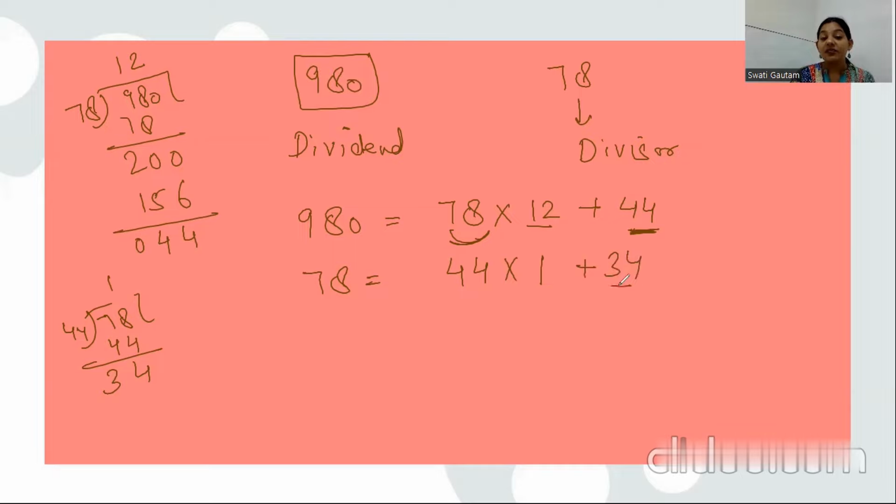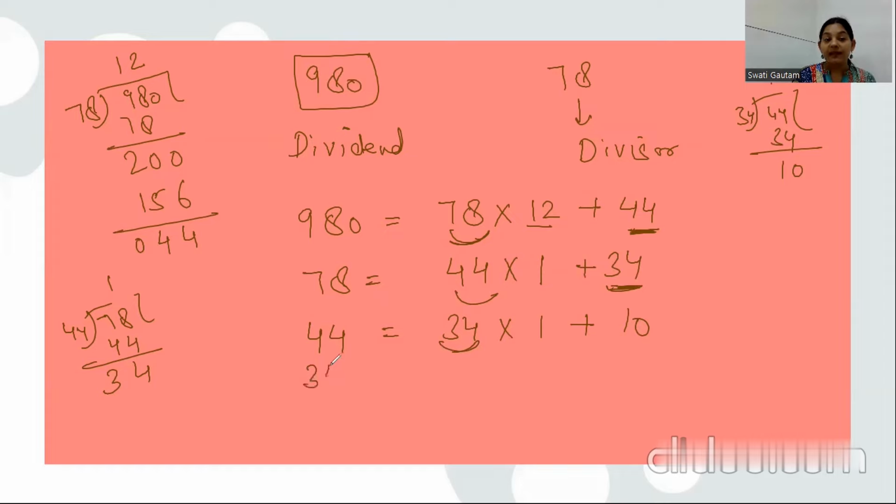Still the remainder is not 0, so again we apply the algorithm. Now 44 is the dividend and 34 is the divisor. 34 times 1 is 34 and the remainder is 10. Still the remainder is not 0. Again 34 is the dividend and 10 is the divisor. 10 times 3 is 30 and the remainder is 4.